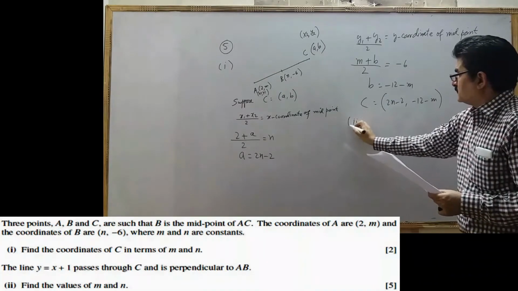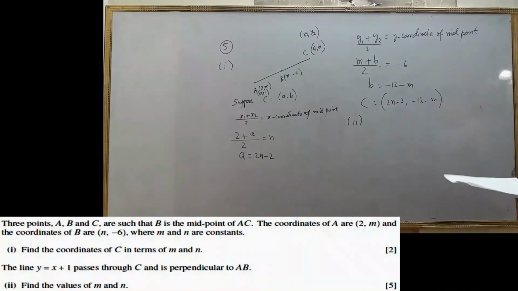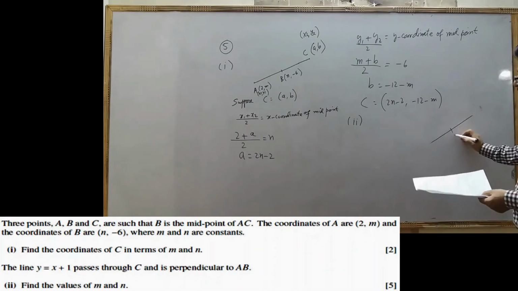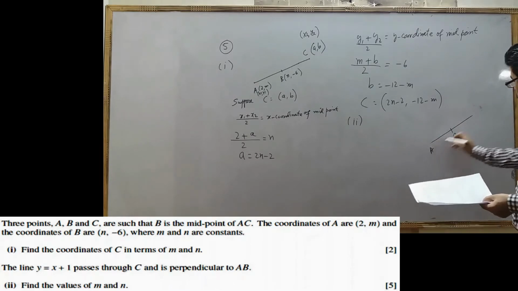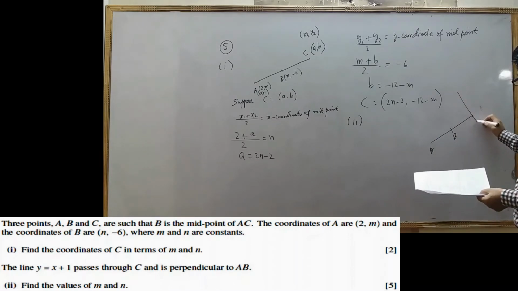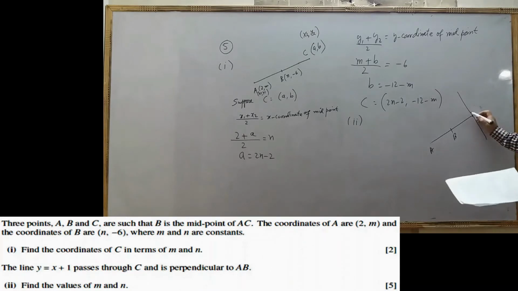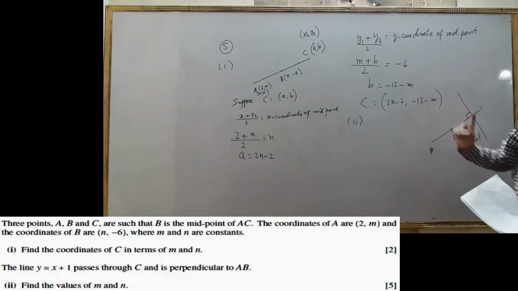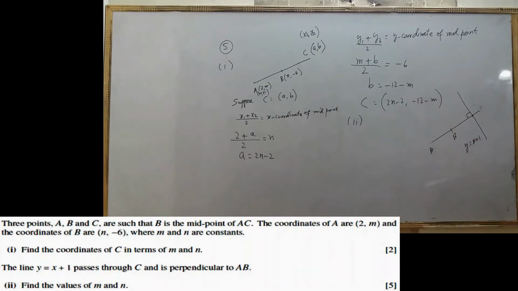Second part is that now a line passes through C and is perpendicular to this line. Equation of this line is y is equal to x plus 1. So we have to find m and n. We need two equations in m and n and we will solve them simultaneously.